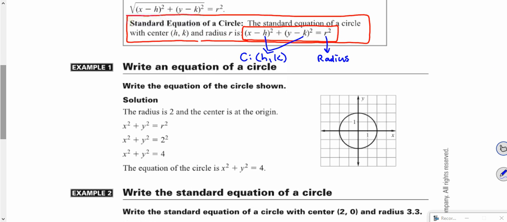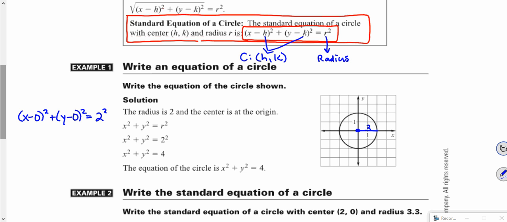Let's kind of quickly look through their example. Write the equation of the circle shown. Well, you can tell here that your center of the circle is (0, 0). And your radius obviously is 2. That's a length of 2. You can just tell that by the drawing. So they kind of skipped a step here, but I just kind of want to point out, here's how you would actually get started.